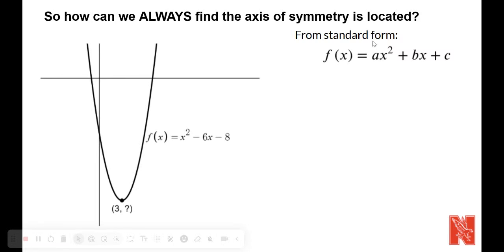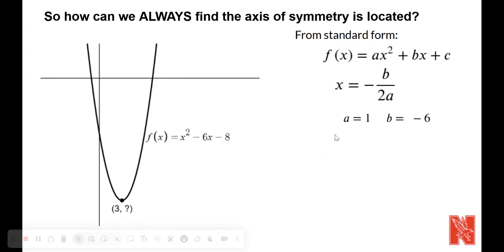So if you have your function in standard form, which is ax squared plus bx plus c, you can use the coefficients a and b to help you out. This equation right here helps you calculate the axis of symmetry, or the x-coordinate of the vertex. Because remember, the vertex is always on the axis of symmetry.